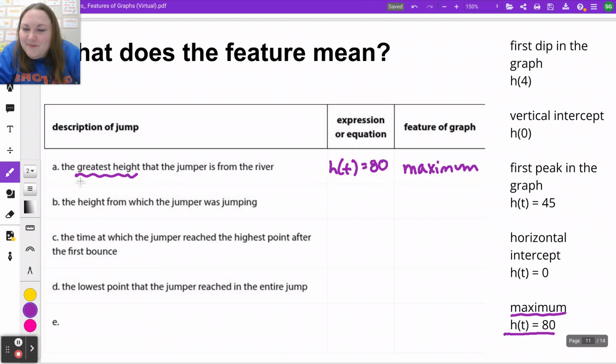So that's my example. Pause the video now and try B, C, and D. You can come back to the video to make sure B, C, and D are right before you do E. Go ahead and do that now.